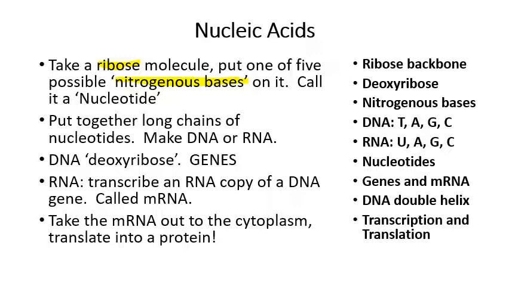So if you take a ribose molecule, you put one of 5 possible nitrogenous bases onto carbon number 1, and then you add 3 phosphate groups to carbon number 5, you will have built something called a nucleotide. And the nucleotides are the monomers that DNA and RNA are built of. If you put together a long chain of nucleotides, you make either DNA or RNA, and that depends on whether you started out with ribose as the backbone or deoxyribose as the backbone. DNA, deoxyribose, is what genes are made of. Regular ribose is used for messenger RNA to transcribe genes and convert genes into proteins later.